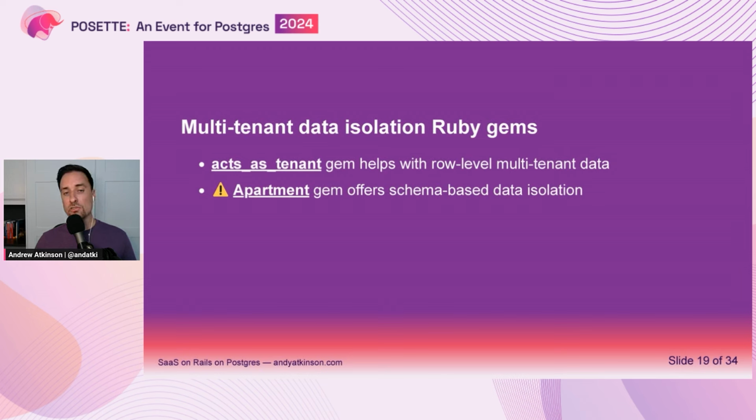So the acts_as_tenant gem is going to help us with that row level multi-tenant data. Again, in our trips table from earlier, where we have a company ID column, we can set up acts_as_tenant to work with that. And then the apartment Ruby gem, it's not as well maintained based on what I looked at recently, so I put a little warning there, but it offers us schema-based data isolation. So if we do pursue a design where we've set up a schema per tenant, we might want to look at the apartment gem.